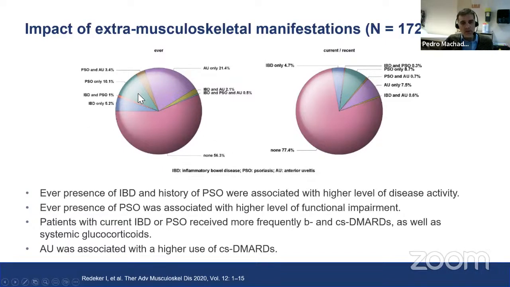What this group of colleagues from Germany did, they tried to evaluate if having additional extramusculoskeletal manifestations, in addition to the axial involvement, had any impact in terms of disease activity, function, or medication pattern, for example. And what they found is that indeed the presence of IBD or a history of psoriasis were associated with higher levels of disease activity. The presence of psoriasis was also associated with a higher level of functional impairment. And there were some differences in terms of the prescription pattern, with patients with current IBD or current psoriasis receiving more frequently biological or conventional synthetic DMARDs, as well as systemic glucocorticoids, while anterior uveitis was only associated with a higher use of conventional synthetic DMARDs.